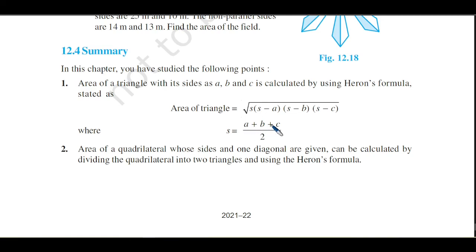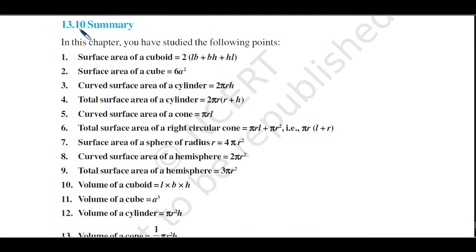So once you know the length of each side, then you can know the area. The area of a quadrilateral whose sides and one diagonal are given can be calculated. So even if it is a quadrilateral or any other polygon, you can break it into many triangles, and from the sides you can know the area enclosed inside those triangles and sum it.